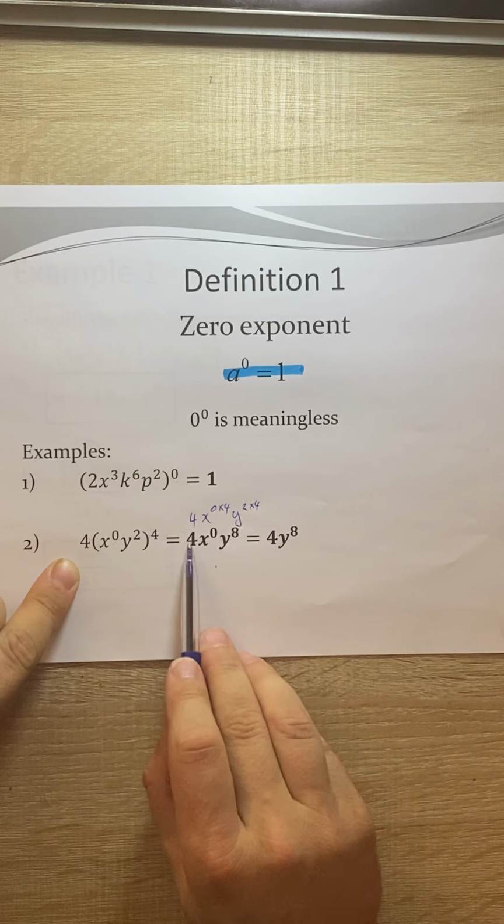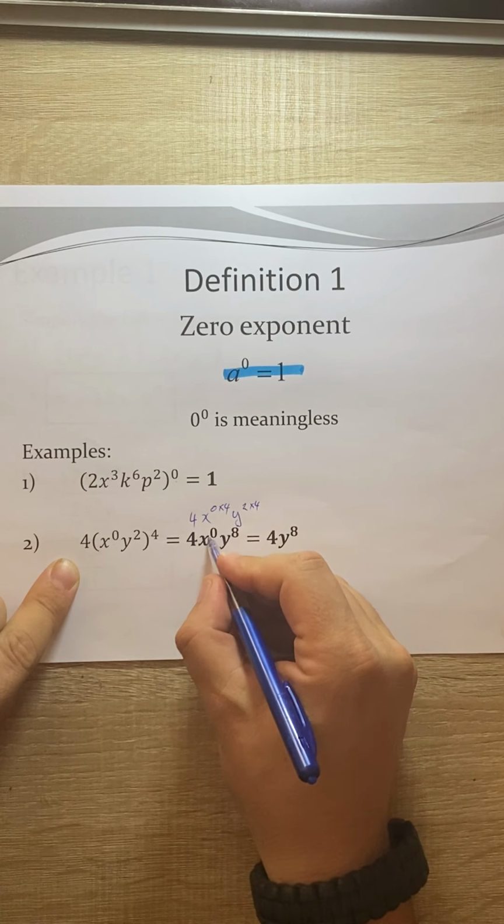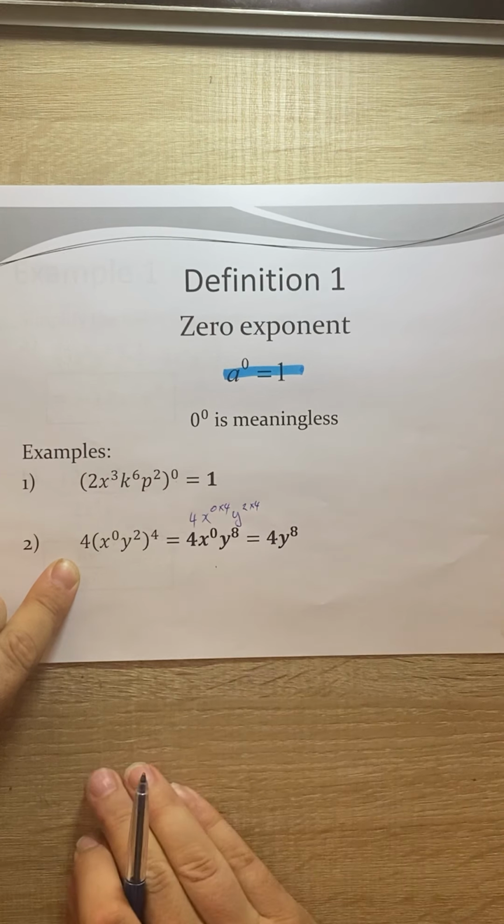Now remember, anything to the power of 0 is 1, so this x to the 0 will become 1, and what are we left with? 4y to the 8, 4y to the 8.